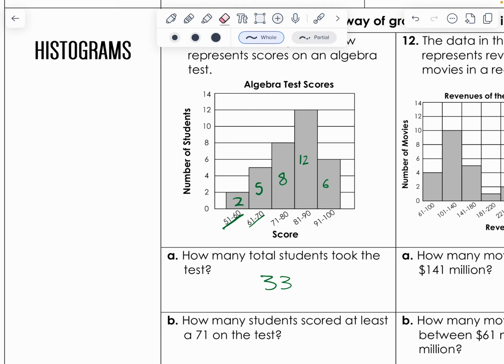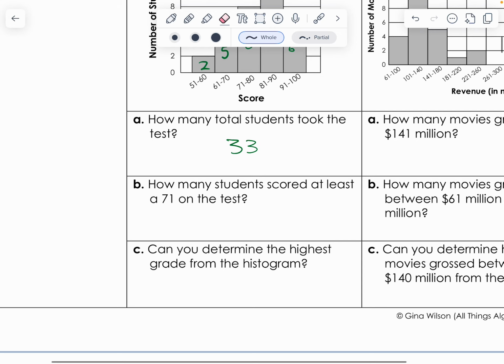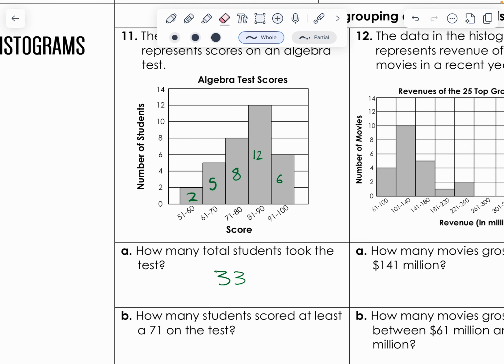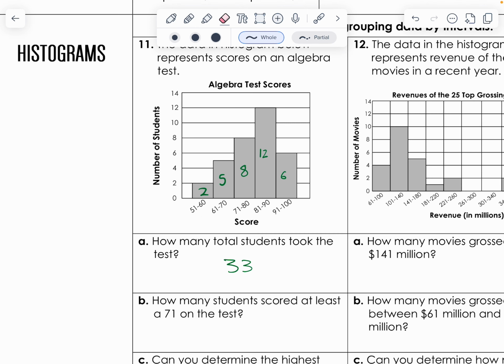All right, I'm going to erase this really quickly here. All right, on to part B. How many students scored at least a 71 on the test? Okay, so where is the 71 score, or what bar is that range of 71? Yeah, the middle bar. So there's the 71 right here. Whoops, let me actually circle that. Here's the 71 right here.